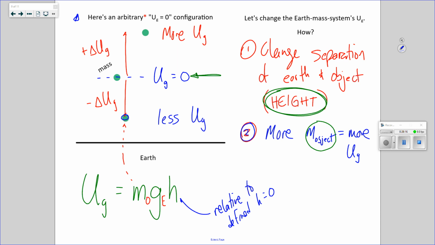Someone's got to tell you from where you measure height, right? You can't just say, hey, how high is that thing? Well, relative to what? The Earth's surface? Relative to the floor I'm standing on? Relative to the top of my head? Where? Okay, so this is our expression for gravitational potential energy.